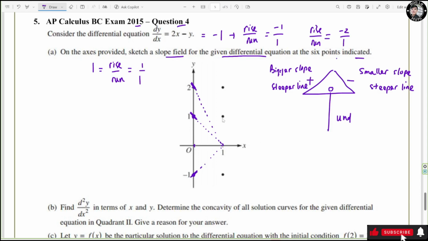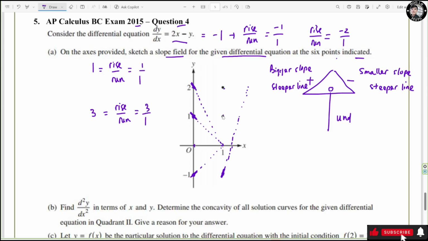Now next one, this point right here, x equals 1, y equals negative 1, substitute over here. So you have 2 plus 1 equals 3, right? So it could be rise over run equals 3 over 1, right? So you're going to start from here. You go up 3 units, right? 1, 2, 3. And go to the right 1 unit. So it could be right here, right? So you're going to draw this guideline right here, right? So the slope field is going to be something like this, right?